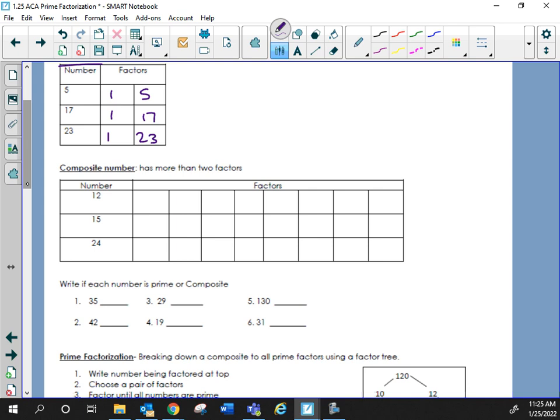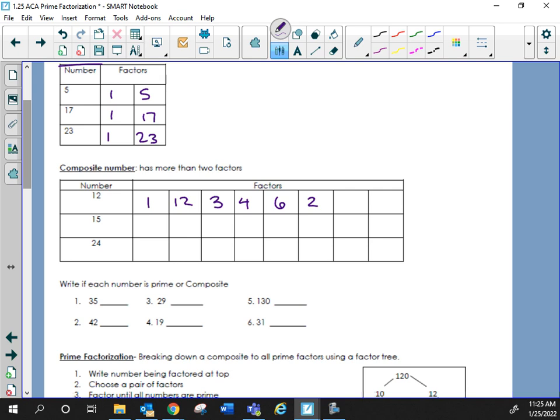What are some factors of 12? 1 and 12. What's another pair of numbers? 4. Other than Kennedy, what's another set? 6 and 2. Anything else? 2. We already said 2. Okay, we did pairs and stuff like that. Very good. All right, 15.